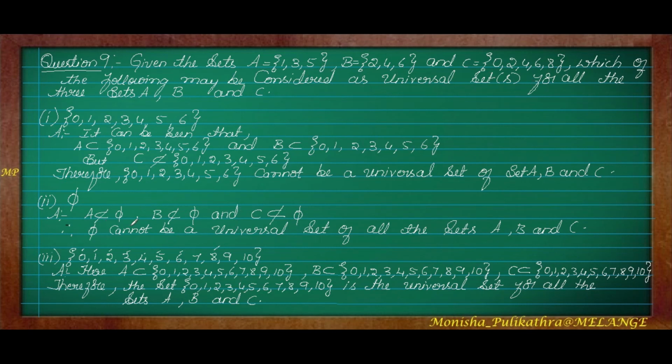So this third one is considered as the universal set because all the elements of set A, set B and set C are included in this set. Therefore, this set from 0 to 10 is considered as a universal set for the sets A, B and C. I hope you understood that. One more sub-question is there. We have to calculate it. By that this episode completes. Let us continue it.